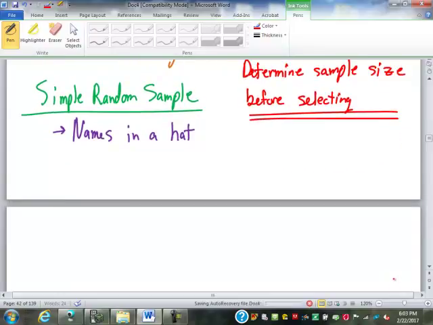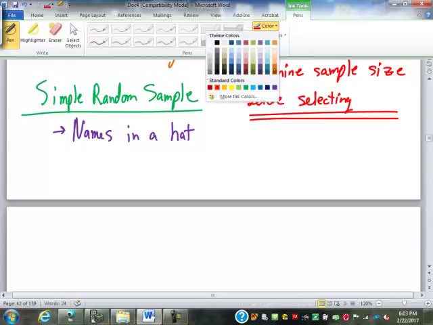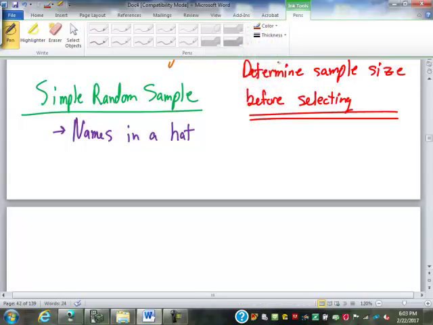So like I said, names in a hat. Simple random has an added qualification. Not only is it random, not only does every item or element in the population have equal chance of being in it, but every group, every sample of size n, remember n is the size of the sample, the number of items in your sample, has an equal chance of being chosen.